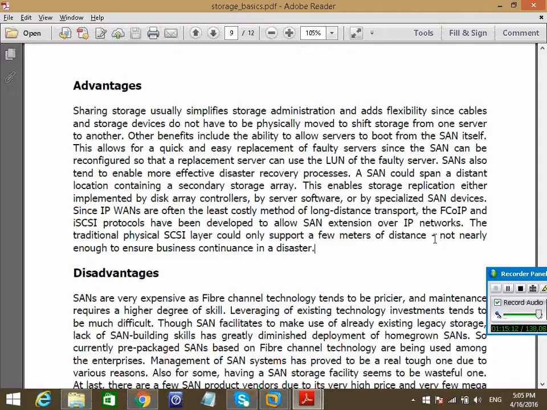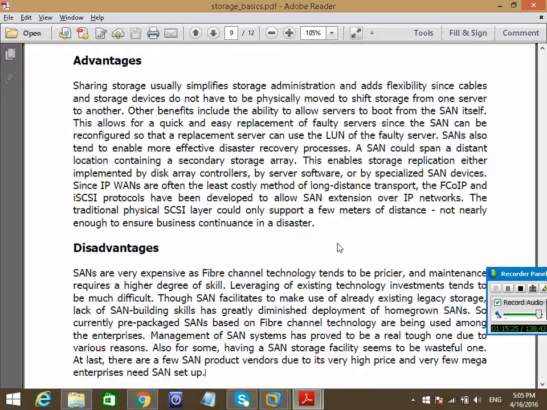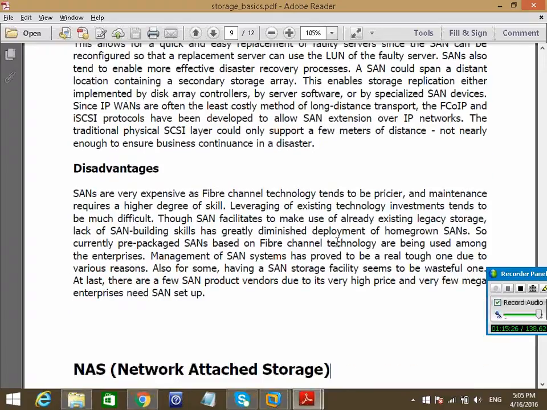SAN is all about sharing the resources, the host. The disadvantage is very, very expensive, and maintenance requires a high degree of skill. You need a separate skill set and it is very much in demand.